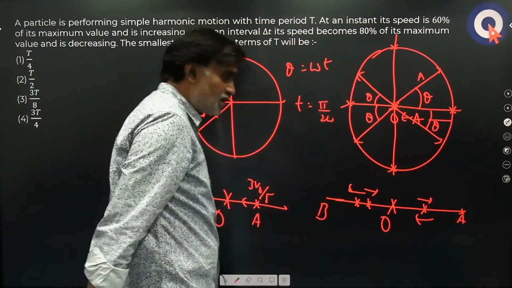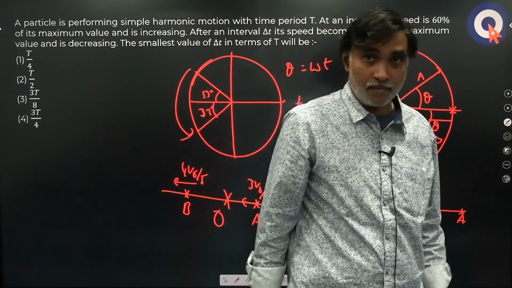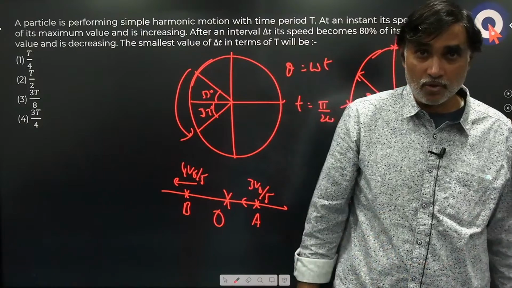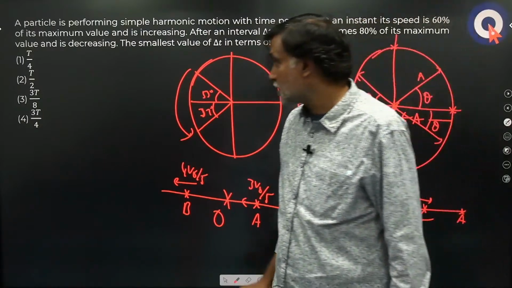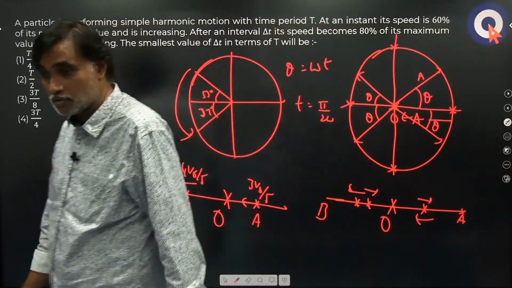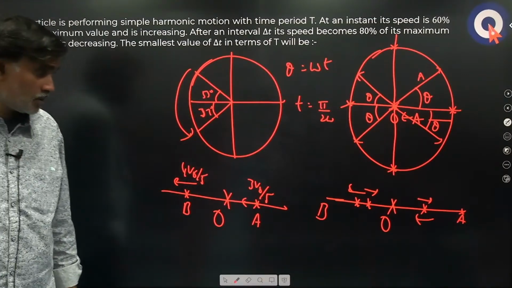Actually, 90 degrees means 1/4 of the time period. 360 degrees is the time period. So 90 degrees is 1/4 of the time period, and directly you can write that as T by 4. Okay, followed.